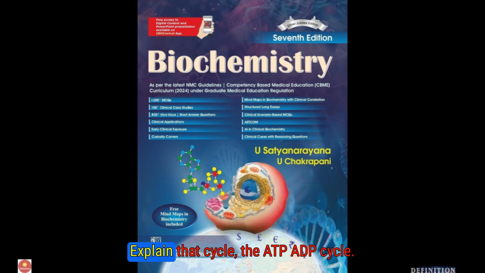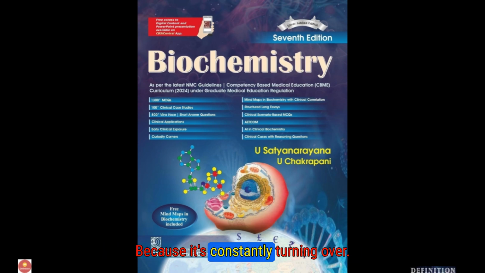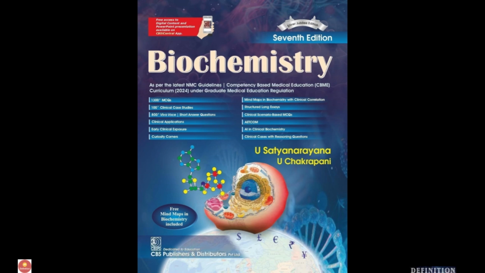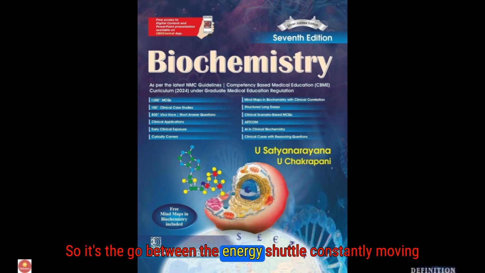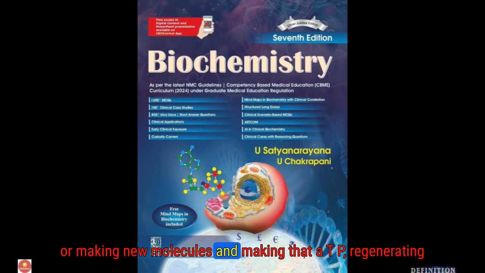It's the central link. Explain that cycle, the ATP-ADP cycle. Why is it the currency and not just like a big savings account? Because it's constantly turning over. It's used, then remade, used, remade. It connects catabolism, breaking stuff down to release energy, with anabolism, building stuff up, which uses energy. So it's the go-between. The energy shuttle, constantly moving energy from fuel breakdown to cellular work, like muscle contraction or making new molecules.